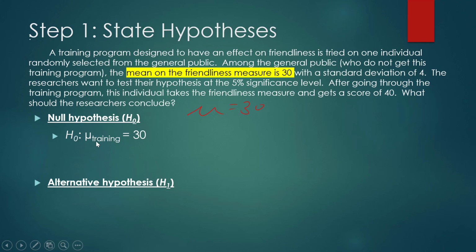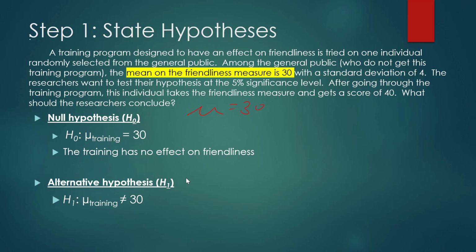So H sub 0, the mean after the training, is the same as our population mean. A way of putting it in words is the training has no effect on friendliness. Now, our alternative hypothesis says that there is a difference. So we're going to say that the mean for training doesn't equal the population mean of 30.